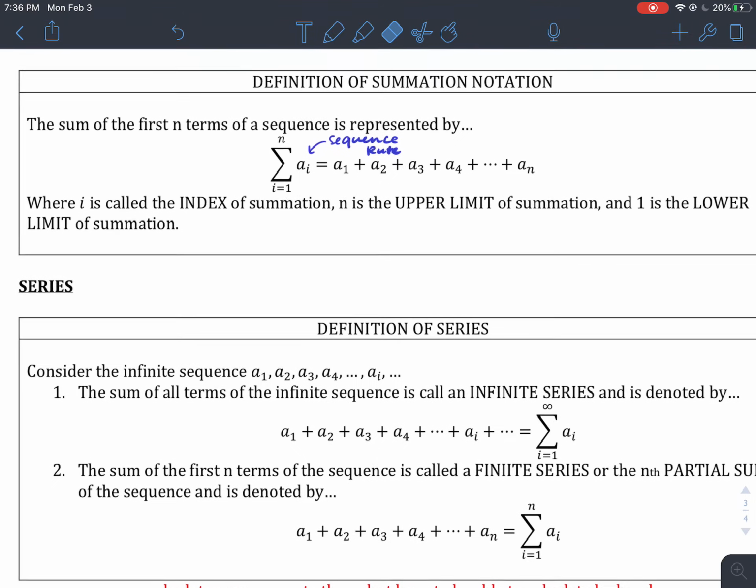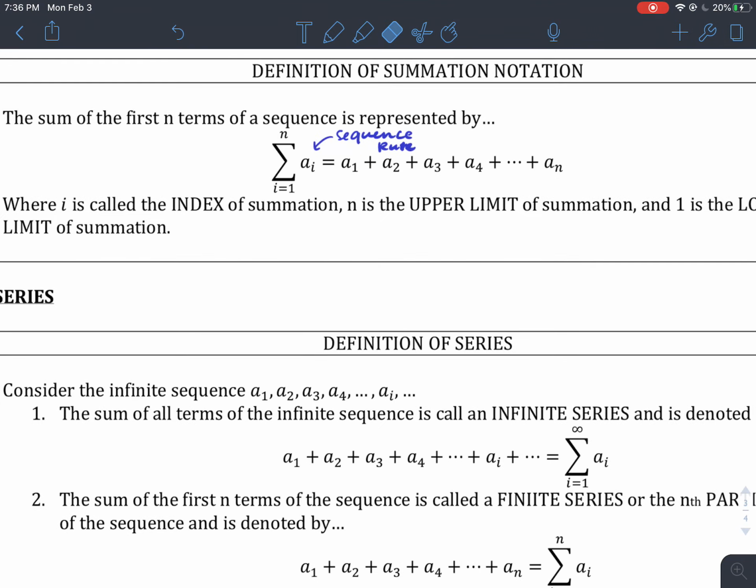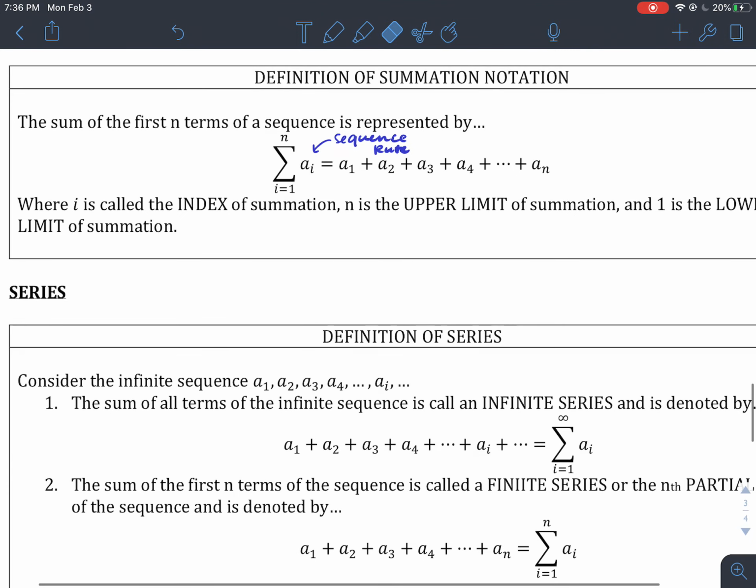That's this one that looks like a capital E here. And what we do is we write the sigma. It means the sum of this sequence rule right here. That's our argument a sub i. And we are using i as our index of summation. And you can use i, you can use j, you can use k. Typically we use i, but it can really be anything.